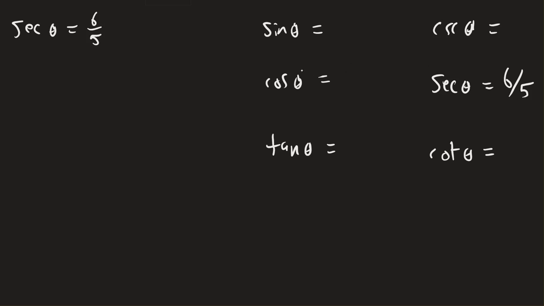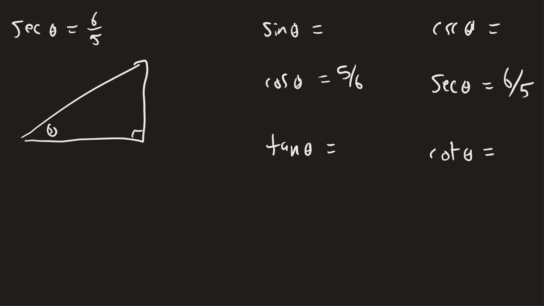cosine. As long as you know secant and cosine are reciprocals. The reciprocal of 6/5 is 5/6. So there's one of our 5 answers. But to find the rest, you really need to sketch a triangle and put some of this information in there.